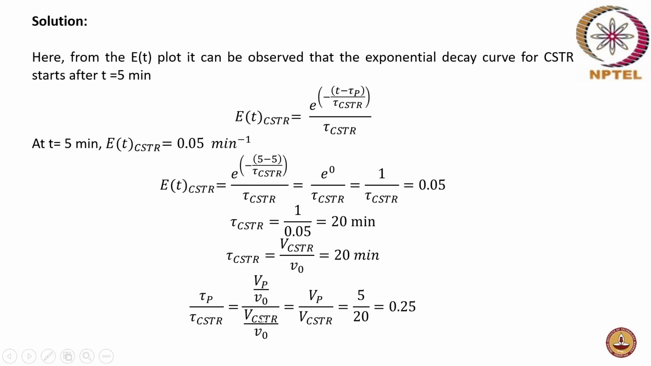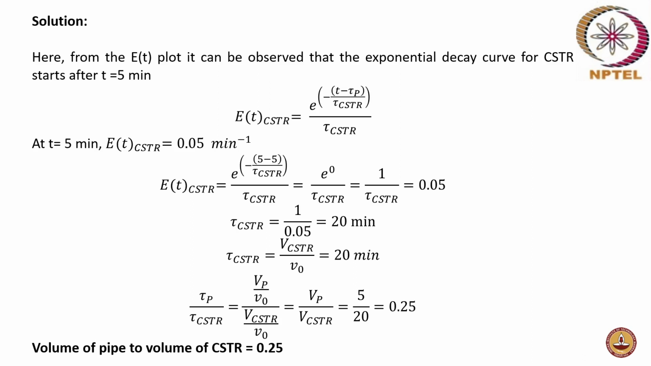So, we can cancel that V naught. So, that means tau p by tau CSTR is equal to Vp by V CSTR. Right? Which is nothing but equal to 5 by 20, that is equal to 0.25. So, your volume of pipe to the volume of CSTR is 0.25. So, this is what is asked in the question. What is the ratio of volume of the pipe to the volume of CSTR? Which is nothing but equal to your value of 0.25.